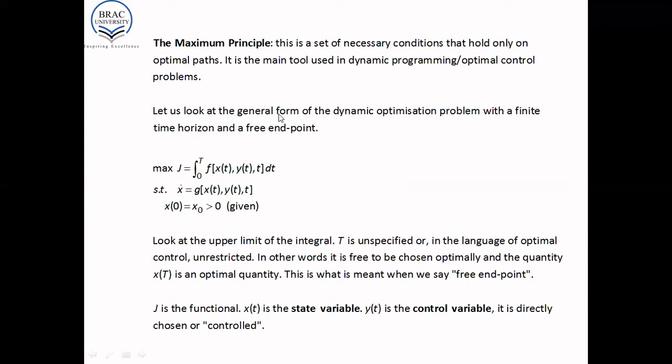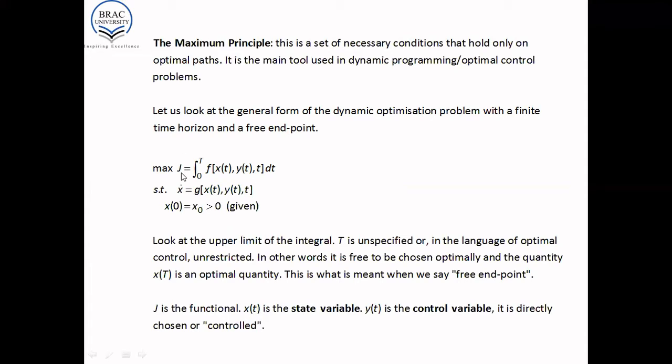Now let us look at the general form of the dynamic optimization problem with a finite time horizon and a free endpoint. What does a free endpoint mean? The meaning of this term will become clear as we move on.